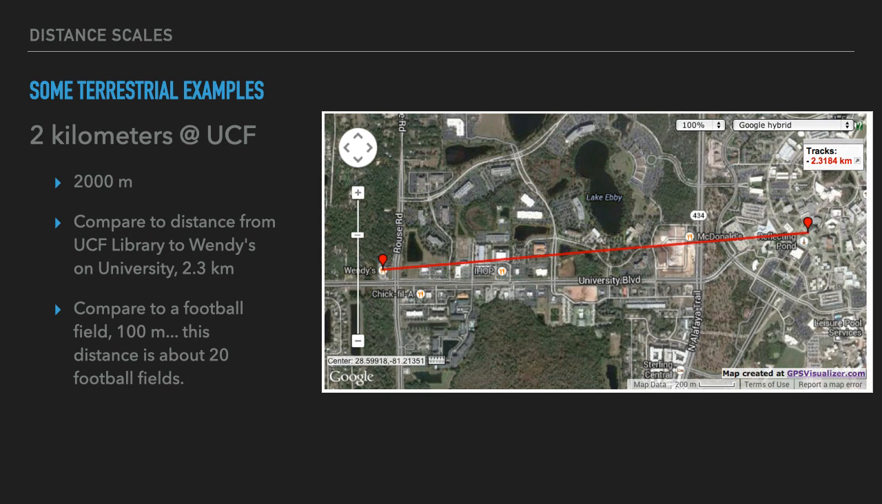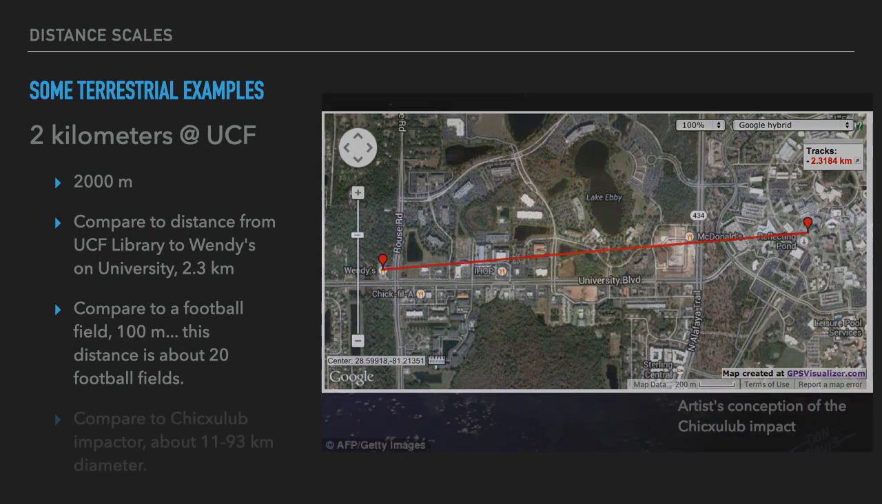If you compare it back to a football field, it's about 20 football fields. Normally you don't see things 20 football fields lined up in a row, but you do drive that distance. That's about the distance to Wendy's. So it's something to get your mind halfway around when you're talking about a couple kilometers.